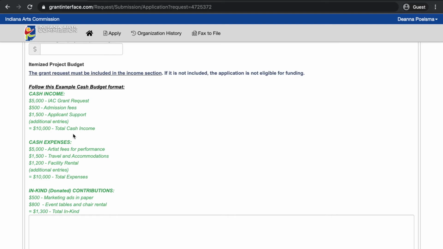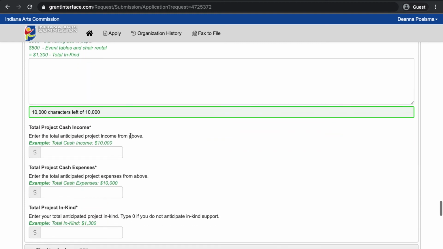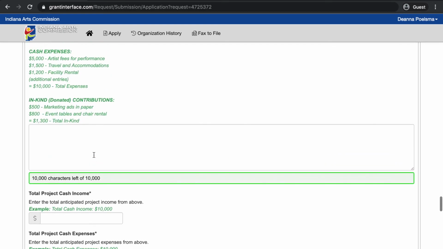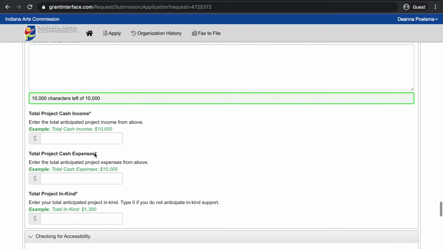Be sure, again, to make sure your total cash income and total cash expense figures match, and that you do indeed include your IAC grant request in your cash income for your budget. Under that, you will then enter your total income and total cash expense, again making sure they match the figures that were listed in your itemized budget, along with your total project in-kind.